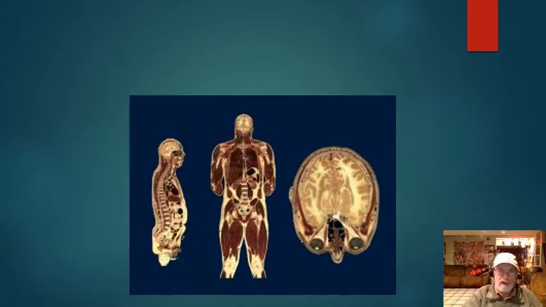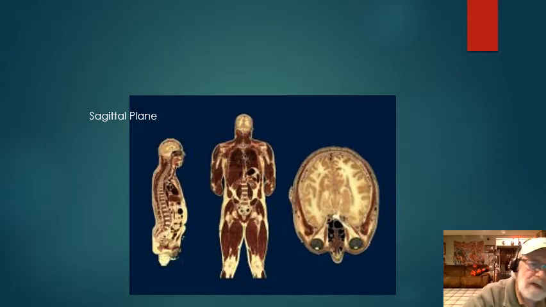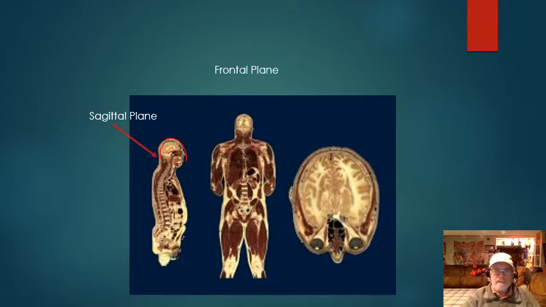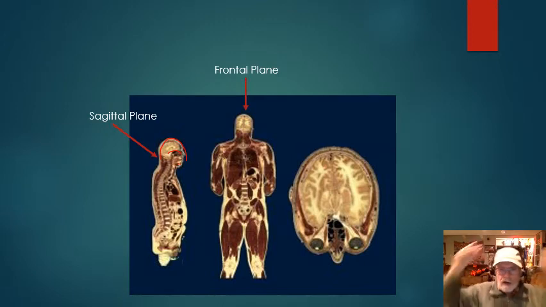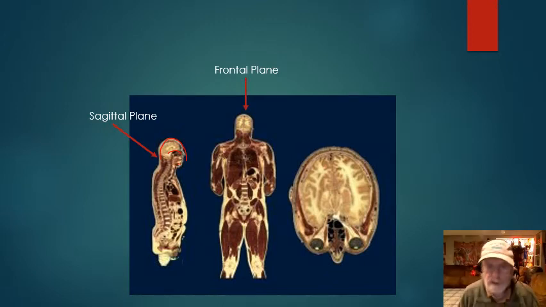How about the one on the left? What do you think? Yell it out. That's the sagittal plane, because we just saw it on the last image. There's the same image. There's the head right there. There's the brain and stuff like that. So we know that's a sagittal plane. What about this one right here? Take a guess. Obviously, that's the frontal plane. Why? Cutting this way, front to back. And that's what we see.